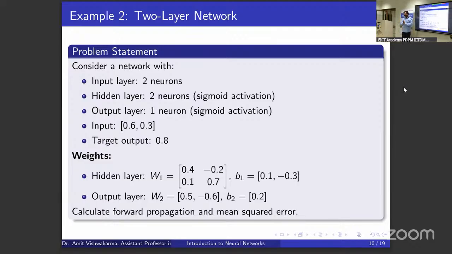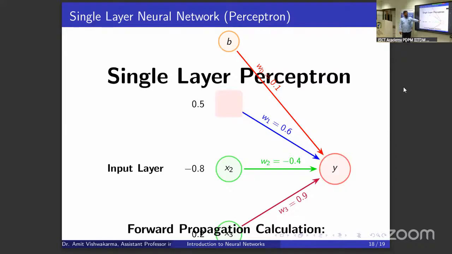Okay. Consider a network where the input layer has two neurons. Let's say this is the input layer. In the last slide, I have a diagram also. Durgesh, can you just go to the extreme last slide? This diagram is there for better clarity.